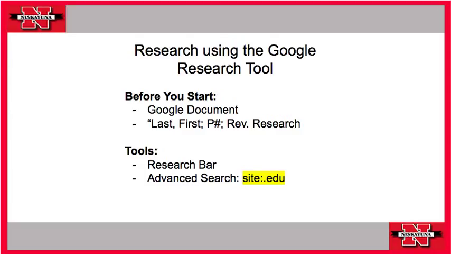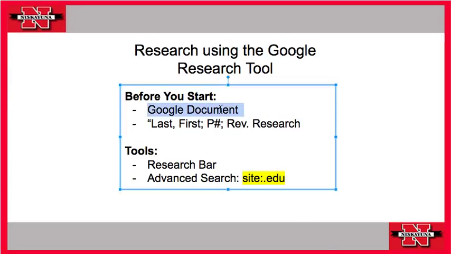Okay, let's take a look at what it'd be like to do some research using the Google Research tool for a content area research project. Now, before you start, what we're going to need you to do is have a Google document open. So if you need a minute, pause this video and go open up a Google document and title it your last name, comma, your first name, your class period number, and then the term Rev Research.